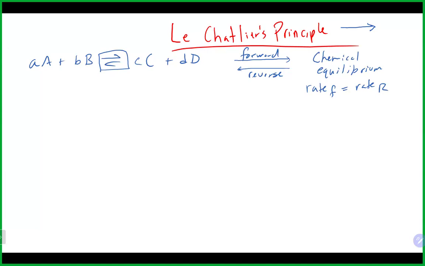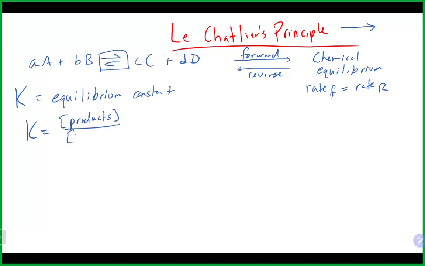There is a relationship in these types of reactions, which is known as the equilibrium constant, and that's capital K. Basically, this relationship is where we take the concentration of our products divided by the concentration of our reactants. That's what the little brackets mean, concentration. Typically that means molarity when we see these brackets, which is moles per liter.